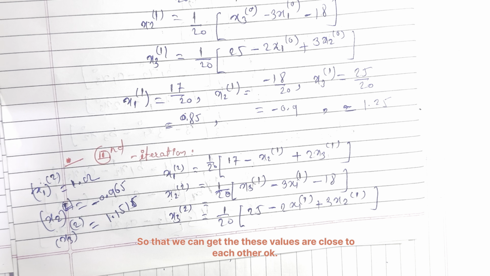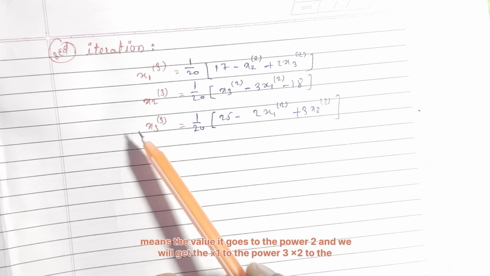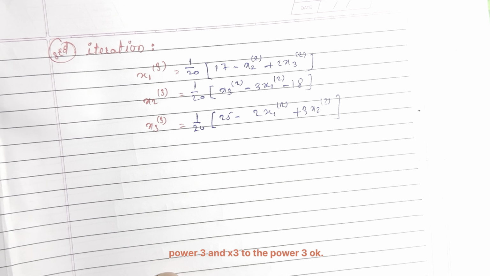Okay, so that we can get these values close to each other. So let's go for the third iteration. See guys, here I have written third iteration. Third iteration means the value goes to the power 2, and we will get x1 to the power 3, x2 to the power 3, and x3 to the power 3.